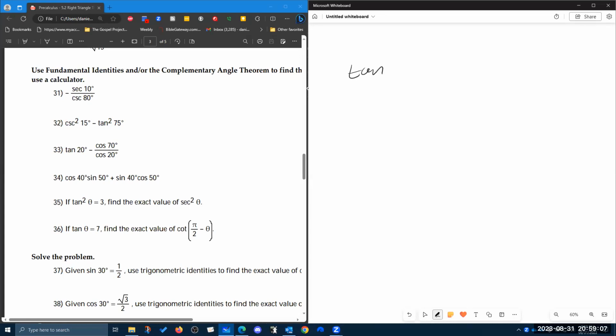And if tan theta equals 7, find the exact value of cotangent of pi over 2 minus theta. Well, this is another way to talk about complementary angles: 90 minus theta is the complement to theta, because pi over 2 minus theta plus theta is going to be pi over 2, which is the same as 90 degrees. So they're complementary. So use the co-function like so, and tangent of theta has already been defined as 7.